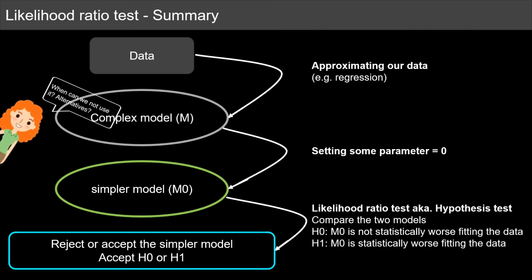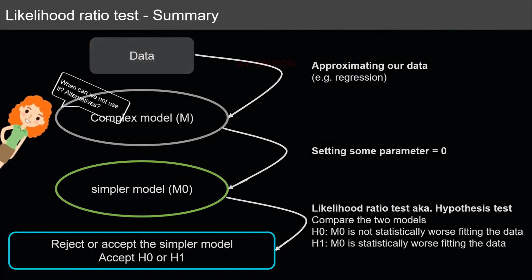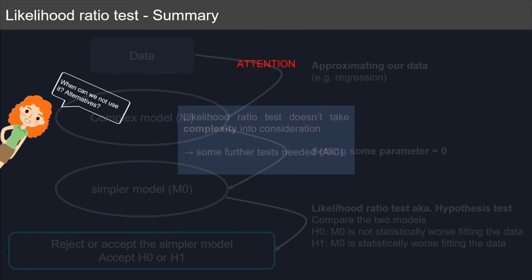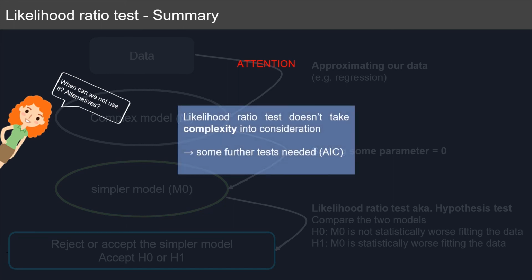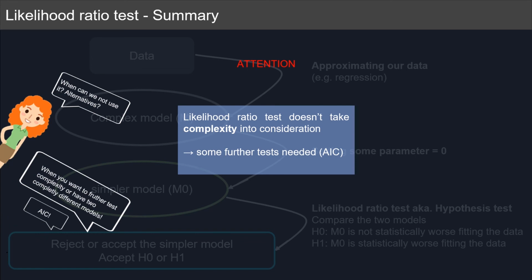Oh, but one TA's question was still left unanswered. When is the likelihood ratio test not applicable? Well, you have to pay attention. The likelihood ratio test does not take complexity into consideration. Therefore, further tests would be recommended to get the perfect model. Here, one example would be AIC.